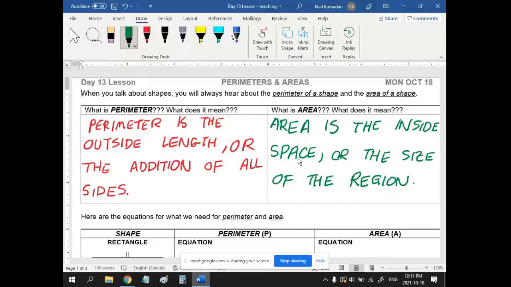You know, when you buy a house, you're always interested in the what? In the area more than the perimeter. If you're buying a fence, then you're interested in the what? In the perimeter more than the area of the fence.